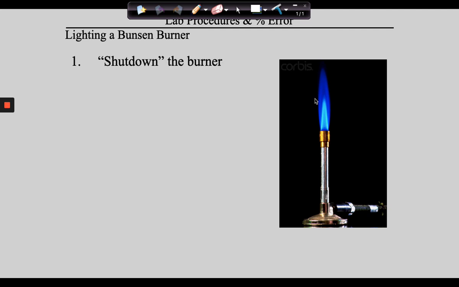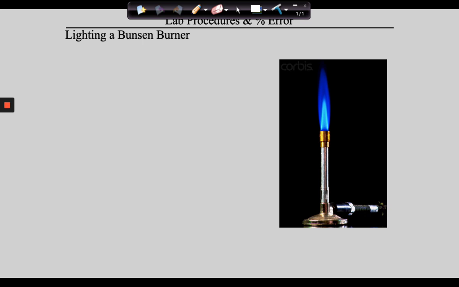And this part, why is it not letting me draw? Hold on. Huh. All right, well, we can go without it for now. So guys, it's not going to let me draw on the board right now. I'm not sure why. But this inner part of the flame is the hottest part of the flame. And you may want to make note of that because you're going to find out that that's going to be important relative to the way that you set up your Bunsen burner.